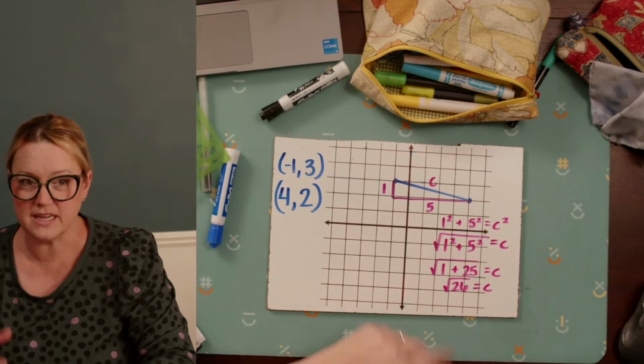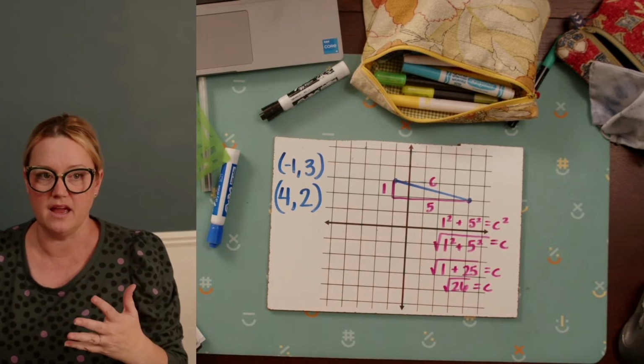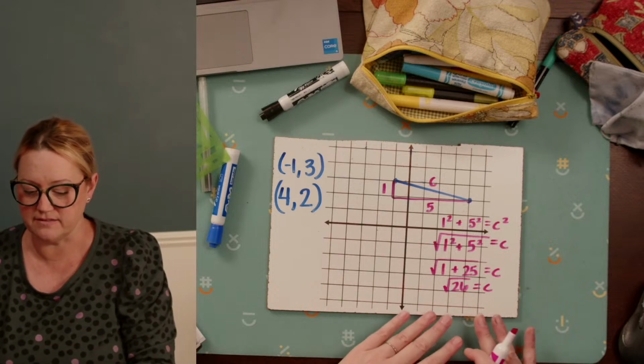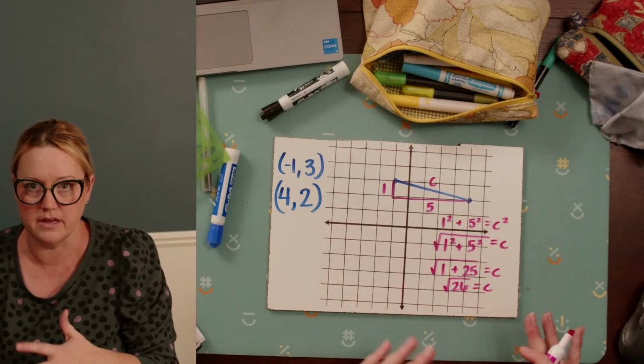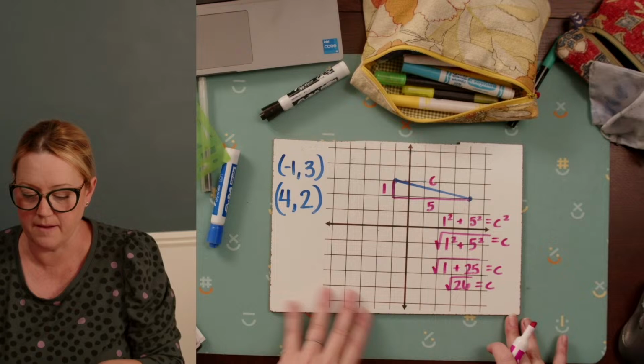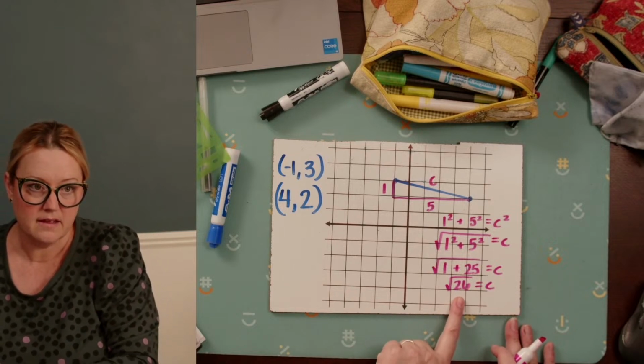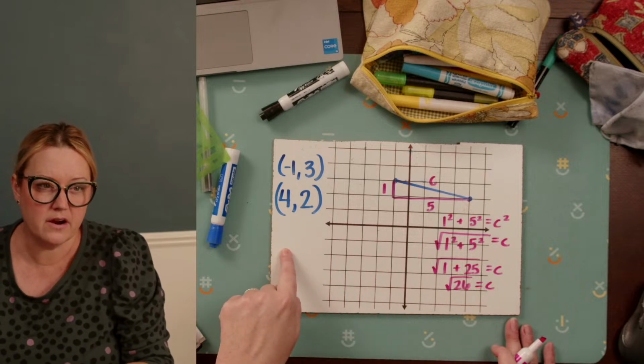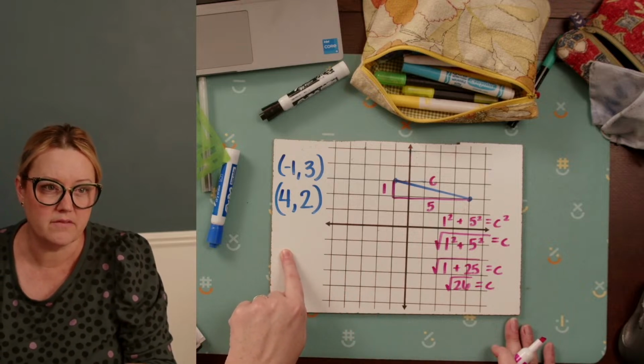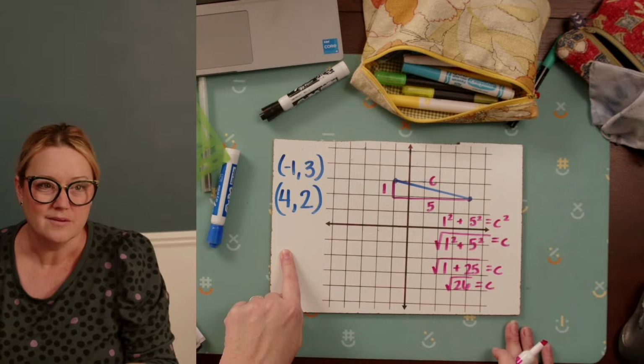Or if you need to actually simplify it or put it in a calculator or whatever, okay? But if you do this, you go over here, don't teach it like this, just square the 1 and the 5 and add them and then square c.